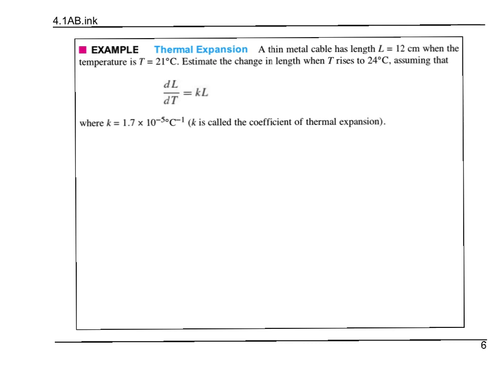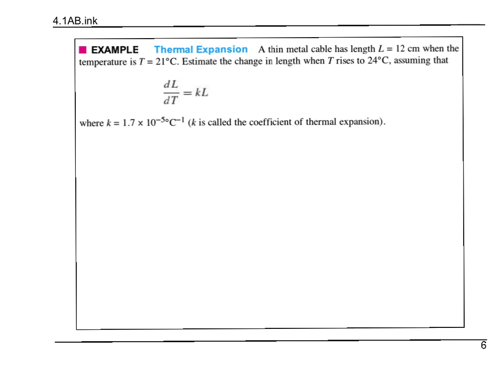So thermal expansion. A thin metal cable has length L equals 12 centimeters when the temperature T is 21 degrees Celsius. Estimate the change in length when T rises to 24 degrees Celsius. Assuming that the change in L over the change in T, dL over dT, is equal to K times L, where K is equal to 1.7 times 10 to the negative 5th Celsius to the negative 1st. And K is called the coefficient of thermal expansion.